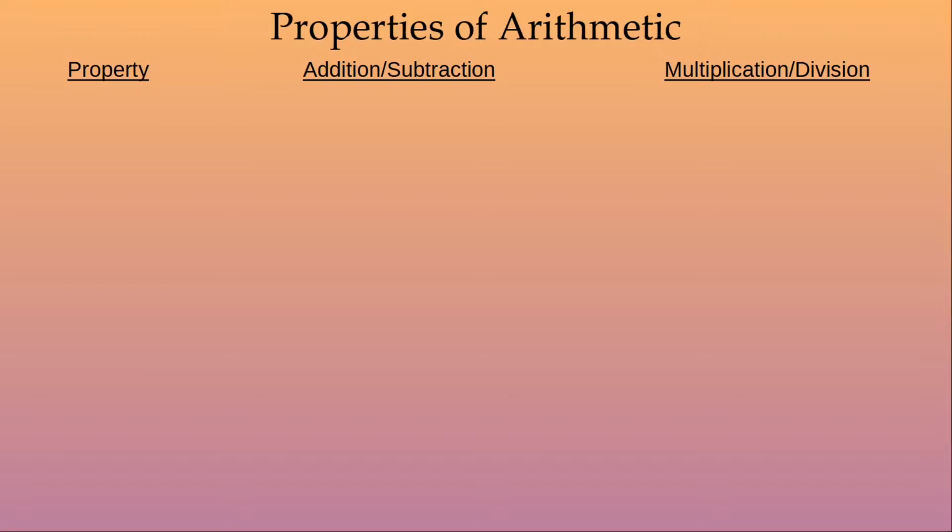It doesn't matter. So you'll notice before we start that I've actually separated this page into an addition and subtraction section and a multiplication division section. That's because while these properties share names and sort of underlying meanings, they apply differently for these two sets of operations. The first property we're going to talk about is one that's often misunderstood, and that is the associative property.